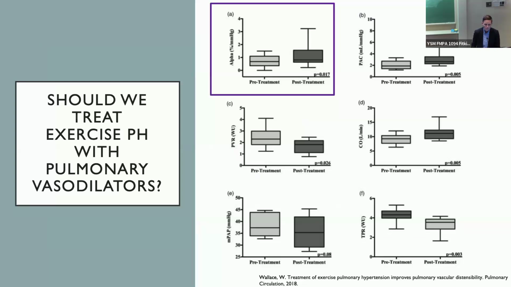The question also often arises, should we treat exercise pH with pulmonary vasodilators? So I think exercise pH in the right patient population identifies early pulmonary vascular disease and can probably help to explain exertional dyspnea. Unlike resting pH, however, there are no guideline-directed or recommended therapies.